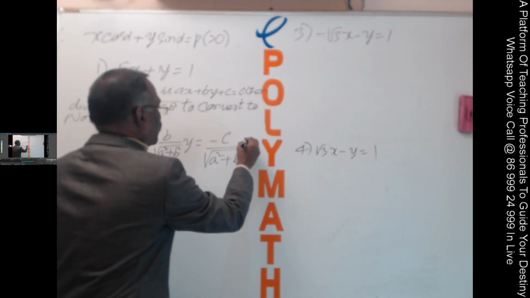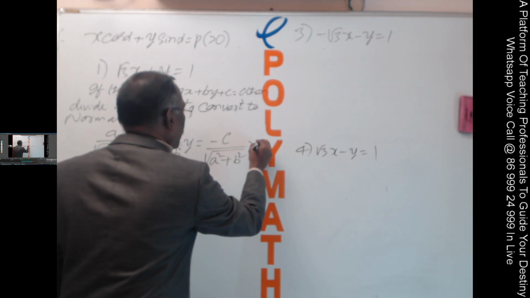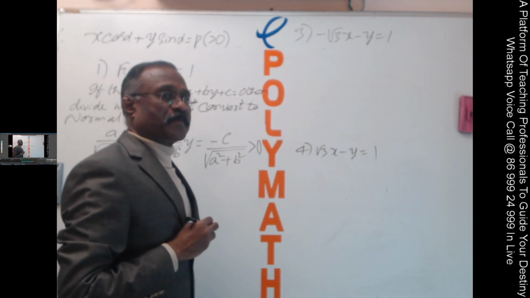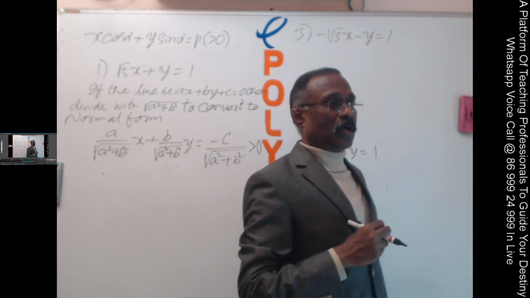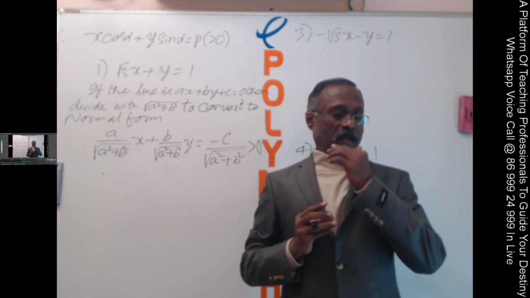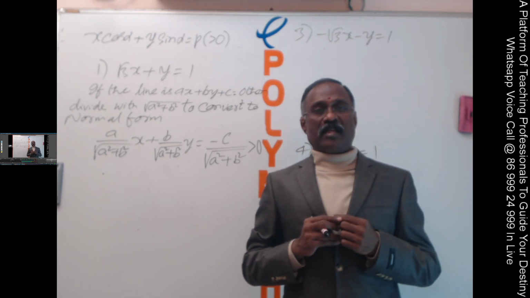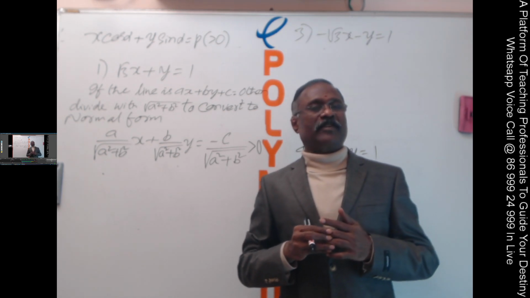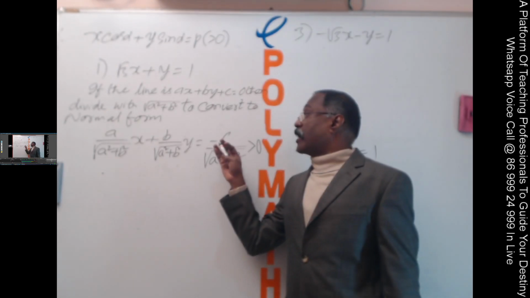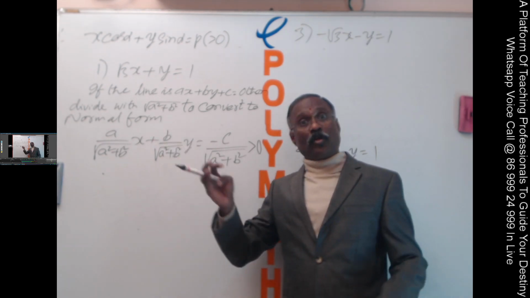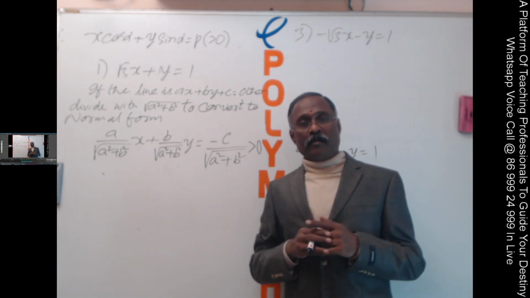And don't forget, this RHS must always be positive, because it is a perpendicular distance from the origin. It is a distance. Distance is always to be measured positive. If it is negative, in solving the problems, you have to make it positive by multiplying throughout with minus. That is an important point to be remembered.